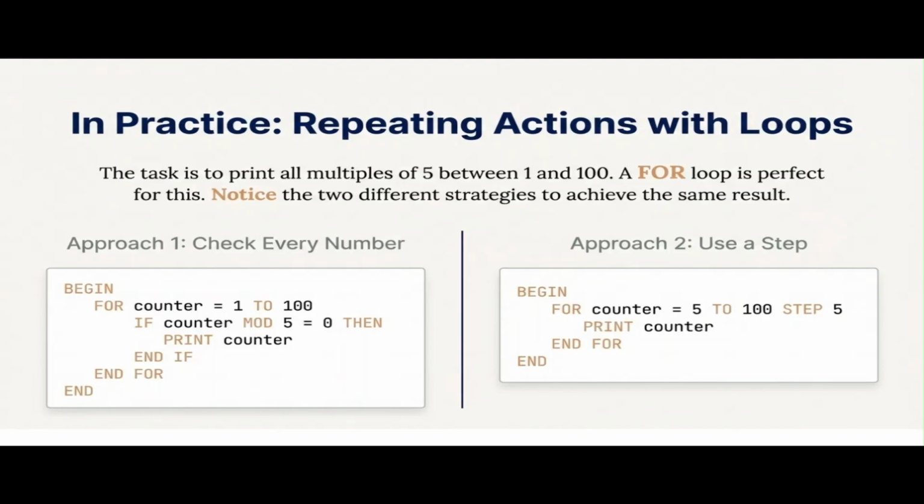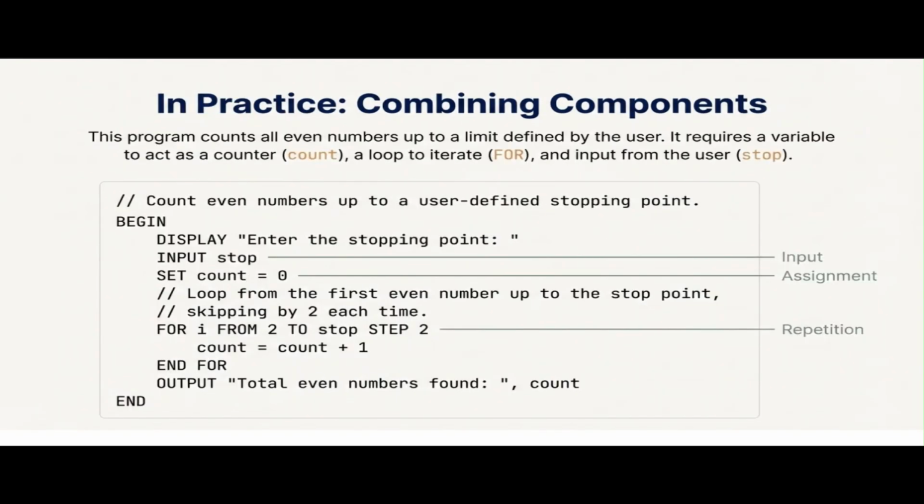This combines everything. Count even numbers up to a user limit. Begin, display, enter stopping point, input stop. Set count equals 0. For I from 2 to stop step 2, count equals count plus 1, end for. Output total even numbers found, count, end. Input for stop, assignment for count, repetition in the loop.